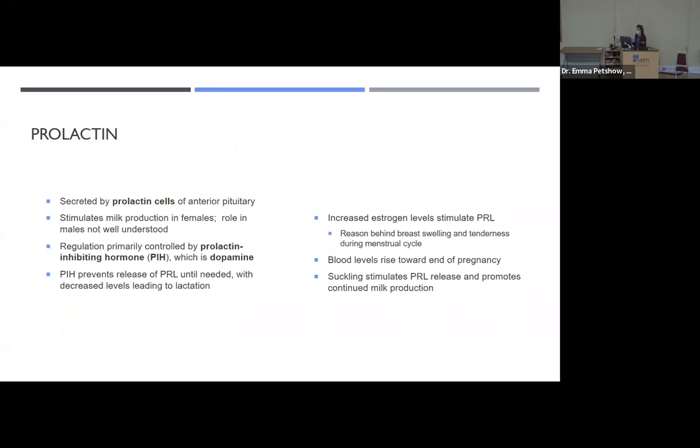Prolactin, secreted by prolactin cells, stimulates milk production. There is a role in males. We don't necessarily know significantly what the role in male gendered patients is. Regulation is primarily controlled by prolactin inhibiting hormone, which is dopamine. So dopamine is our main controller here. Dopamine will prevent the release of prolactin unless it's needed. Increased estrogen levels stimulate prolactin. Blood levels rise towards the end of pregnancy, which makes sense. And local stimulation to breast tissue can stimulate prolactin release as well.